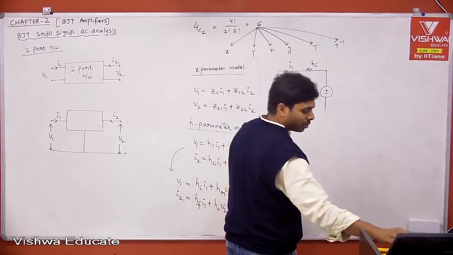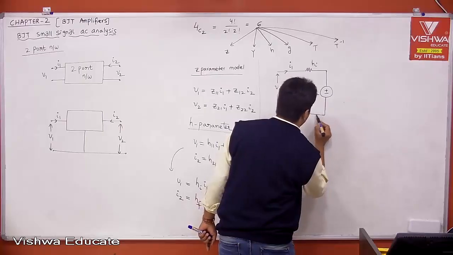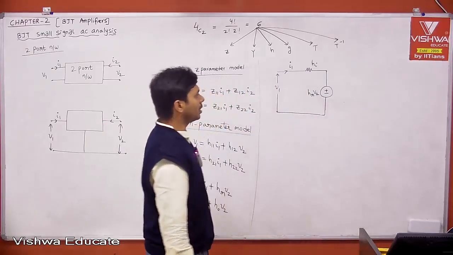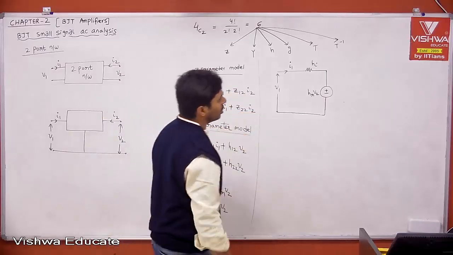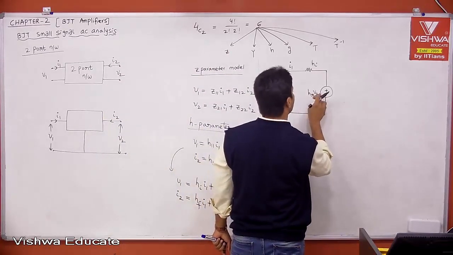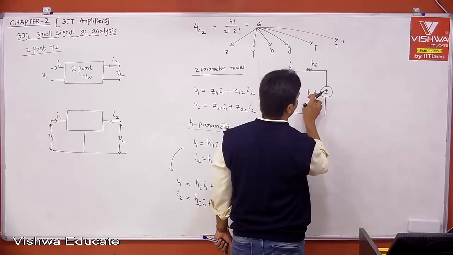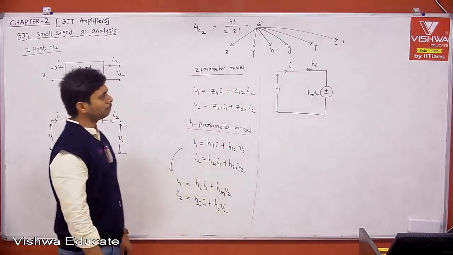Remember, normally dependent voltage source and dependent current source we represent with a rhombus or diamond symbol, but as long as you know that it is a dependent voltage source, that is fine. Any notation is okay. It is depending on HR into V2. HR is a constant into V2, it is depending on the output voltage, therefore a dependent voltage source.